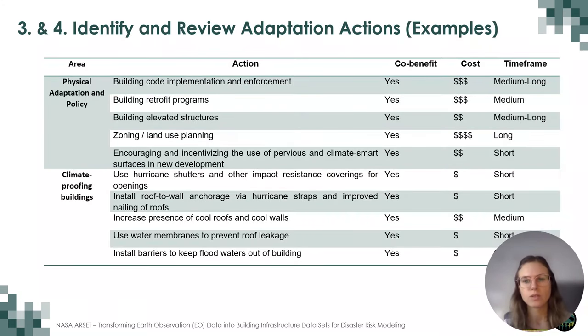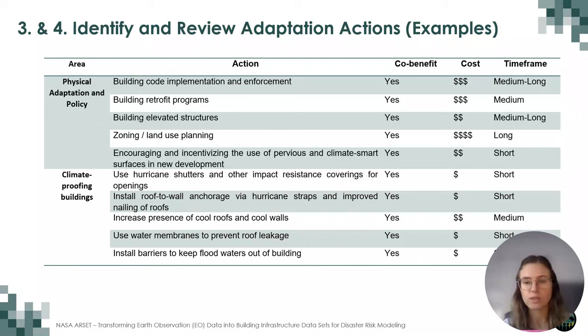So here we're going to give some examples on the different actions that could be identified and also how they can be reviewed. So, for example, when we talk about the area of physical adaptation and policy, we look at things like building code enforcement, building retrofit programs, zoning and land use planning. And also, for example, if we're talking about heat, encouraging, incentivizing the use of pervious and climate smart surfaces in new development. And there are different ways in which we can assess or review or appraise these measures.